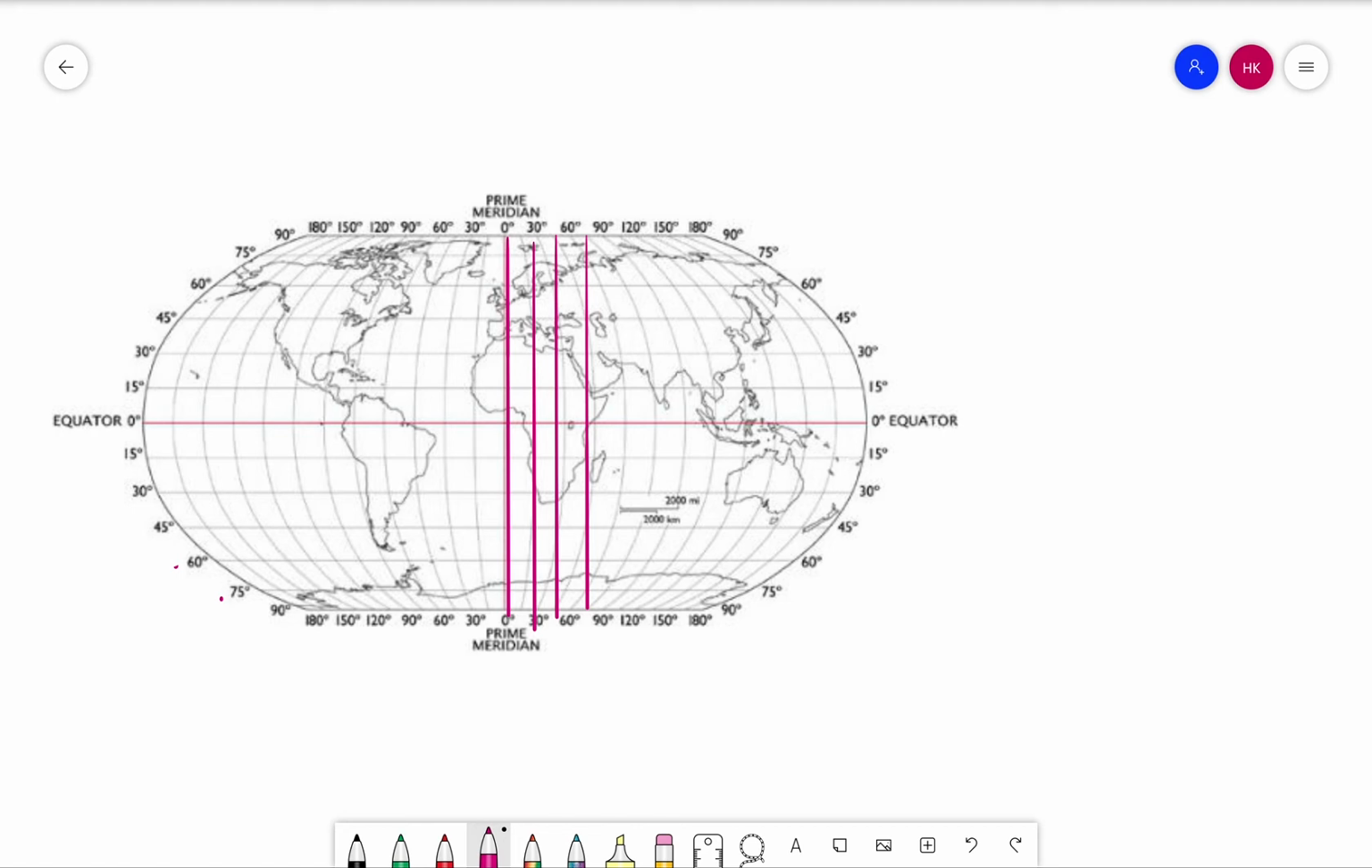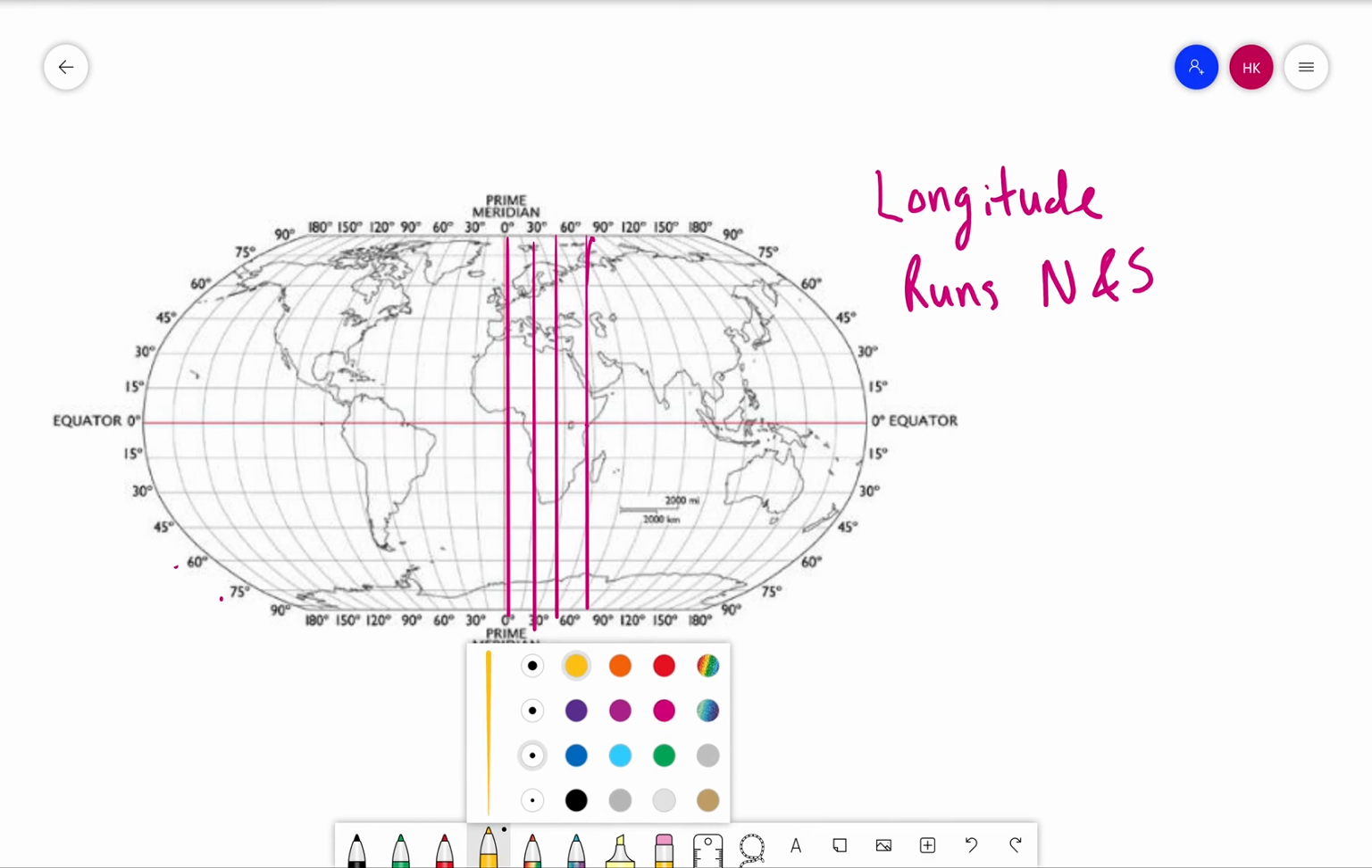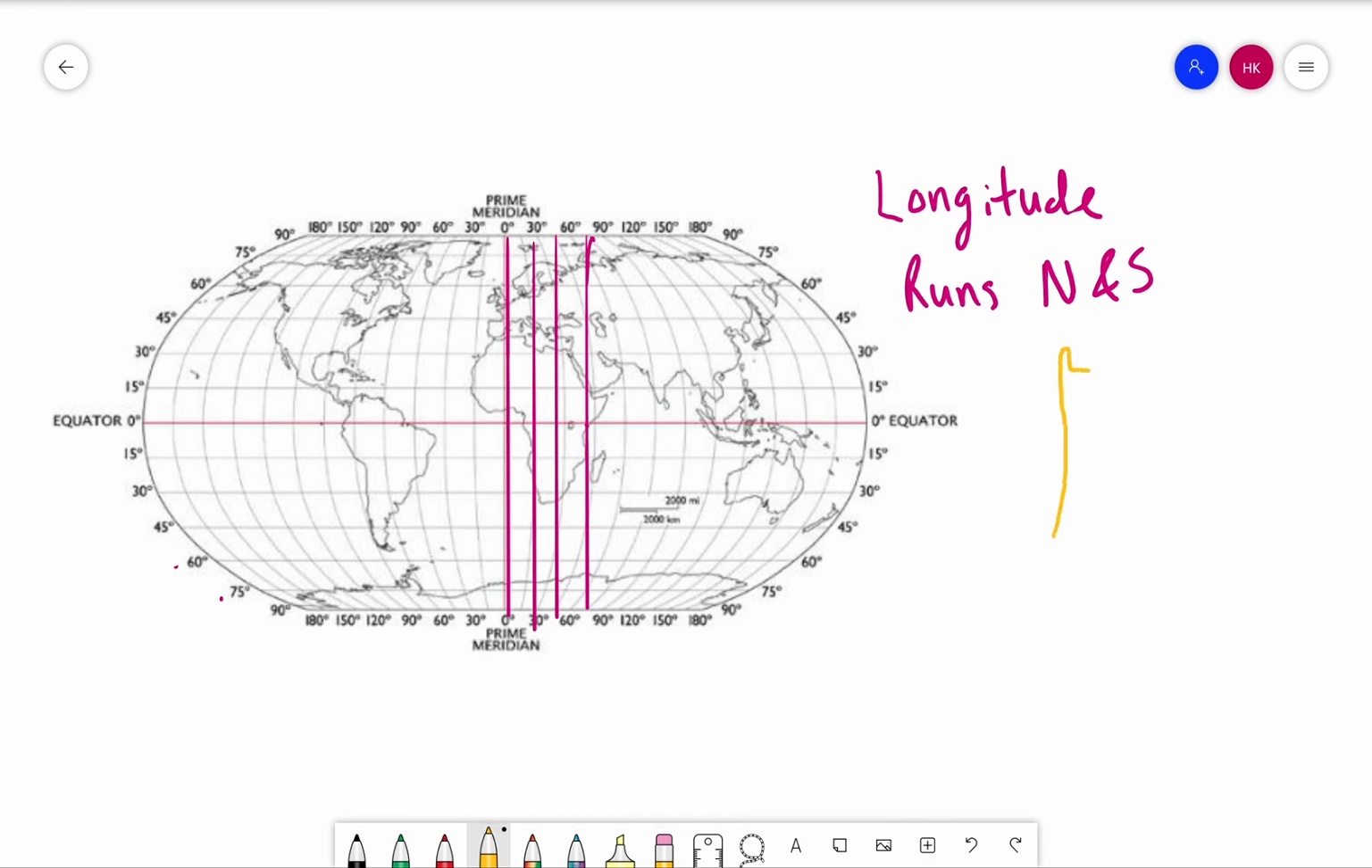If I'm right here, if I go straight down, I'm no longer on this degree. Okay, so I have to move with the curve. But I'm drawing the lines just so you can see that longitude runs north and south. So think longitude is like a giraffe. It has a long neck that goes up and down. Okay, so here's my giraffe.